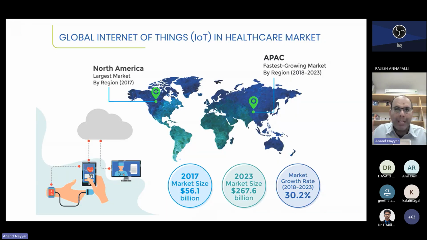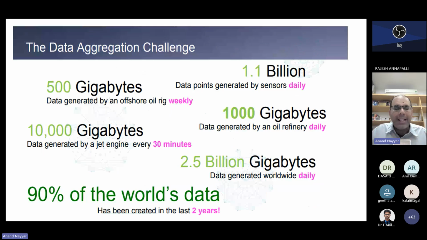Of course, India is investing in quantum computing. India is investing in defense research. But as per some research, this market's growth rate was only 30% by 2023, and by 2024 it was 46%. So this is the data aggregation challenge.